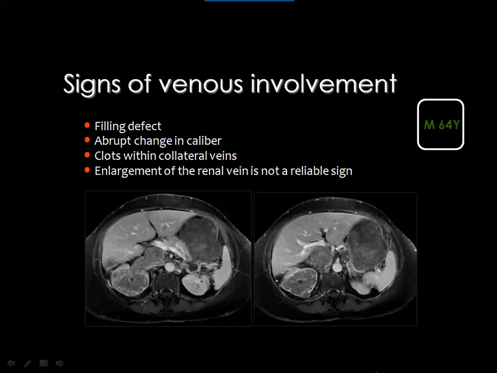It is usually stated in the literature that MRI, because of its sensitivity for the vessels and the flow, and also it can assess the vascular structures without the need for injection of contrast media, can be more valuable in detection of vascular invasion. And here you see a mass in the right kidney, and it has extended into the renal vein as well as into the IVC.